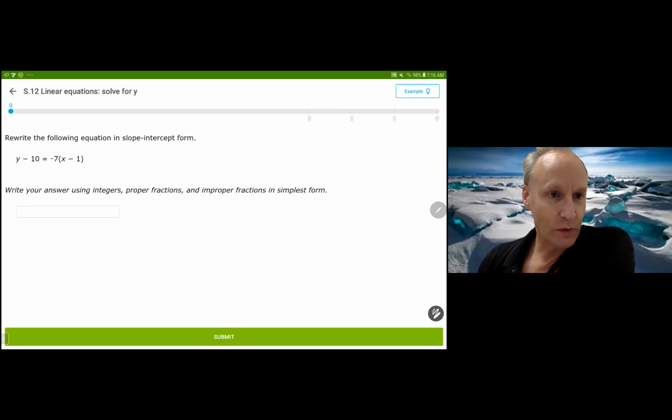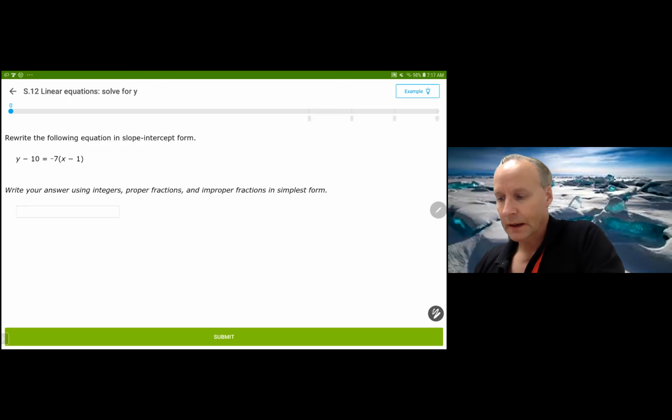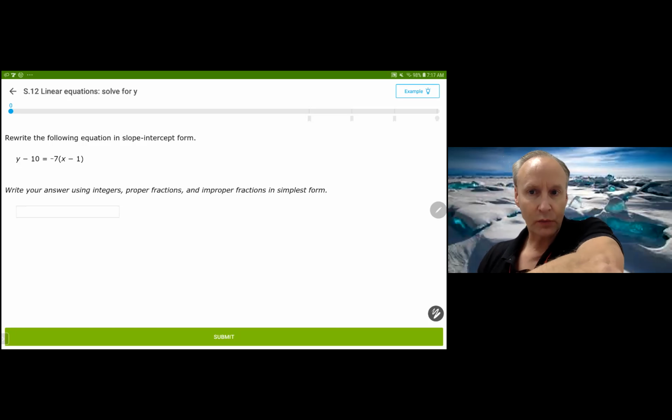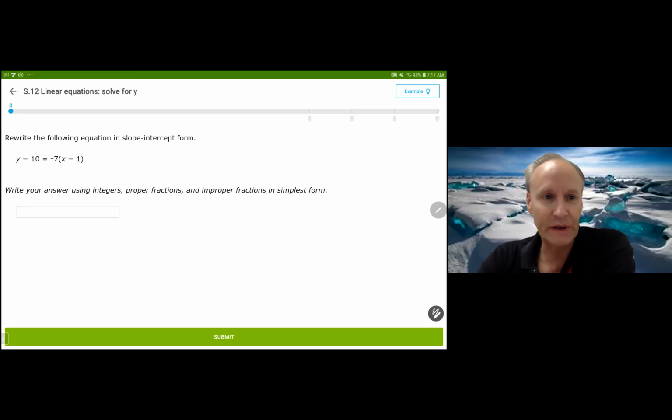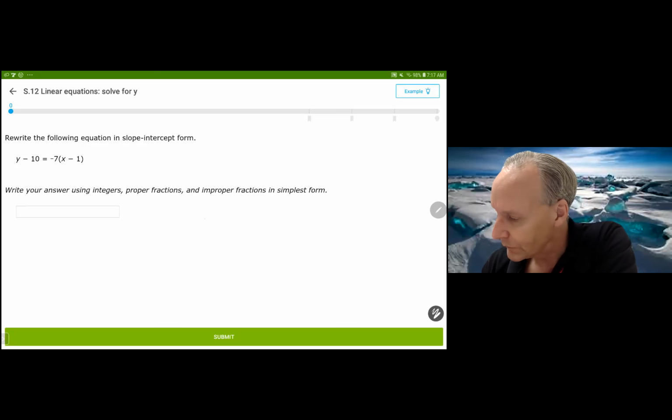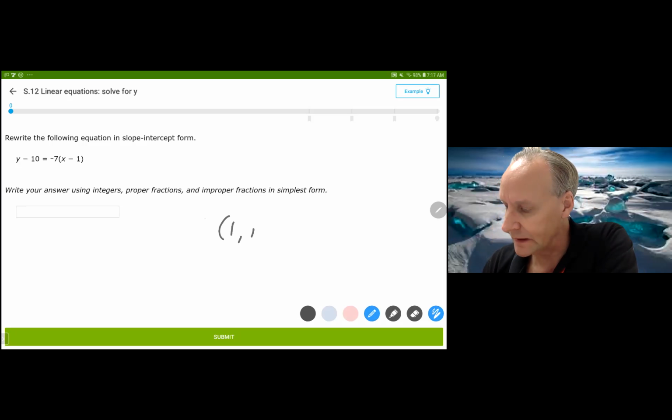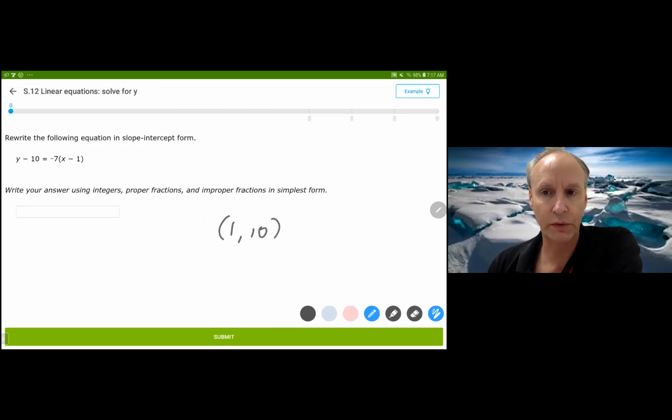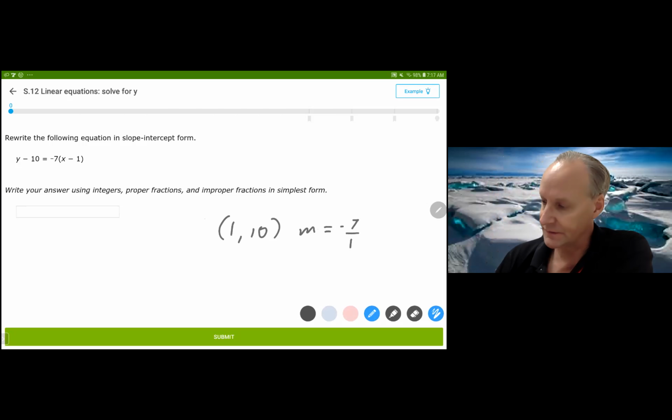This is what we call point slope form. If I were graphing this, point slope form is one of the best forms you can imagine. By the way, (1, 10) is a solution to this equation. See if you can see why that's the case. When I read point slope form, I can read (1, 10) is a solution because it zeroes out both sides. And the slope is -7, or -7/1 if you like. So I could literally graph this point and this slope and be done with it.